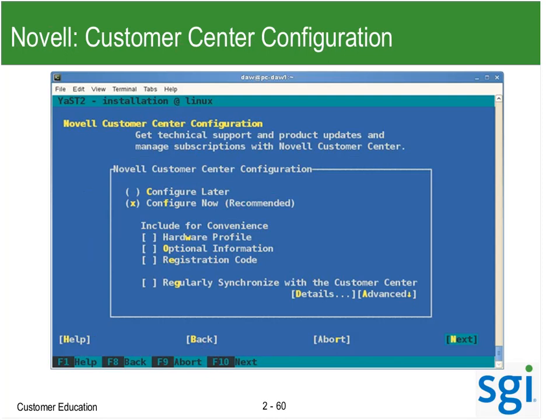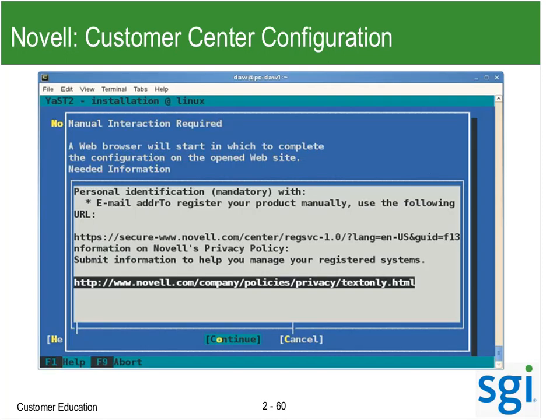Also, I'm going to leave it to you as to whether you want to actually configure now or later. The lab manual that I have has you configure the update server now. So I have selected configure now. Usually I will not include anything else. Go to next and hit enter. Then it comes up with this. I will hit continue.